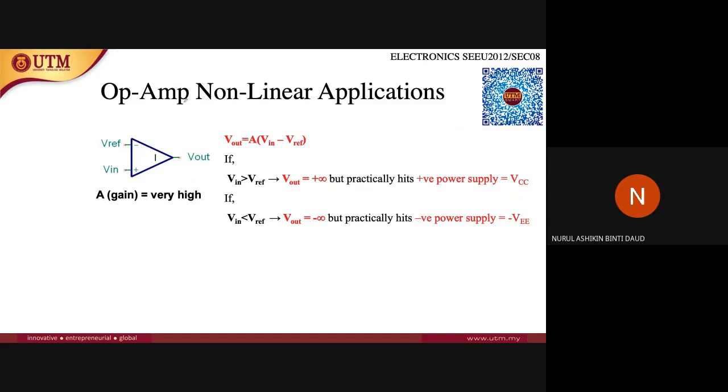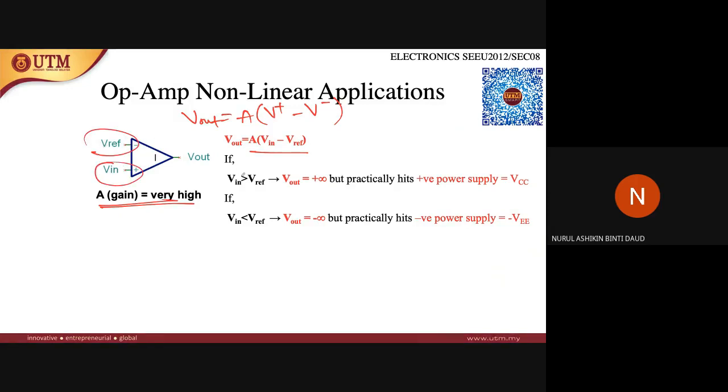So the op-amp non-linear applications. Say the gain A is very high. So this is V in. If it is linear, A is V plus minus V minus for V out. For non-linear applications, V out will be A times V in minus V reference.